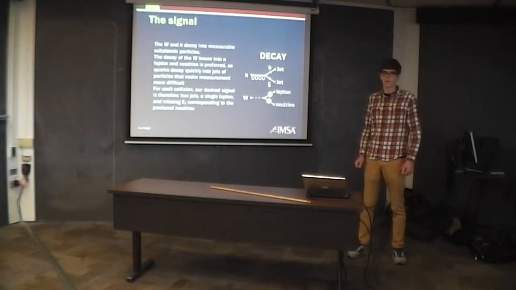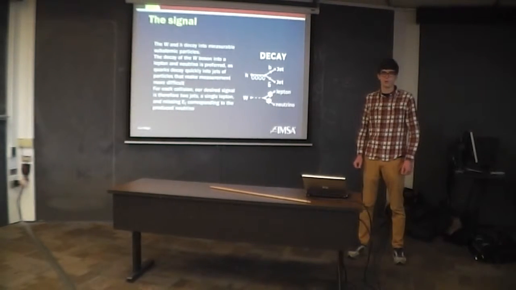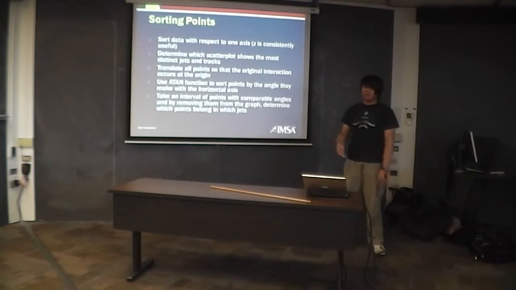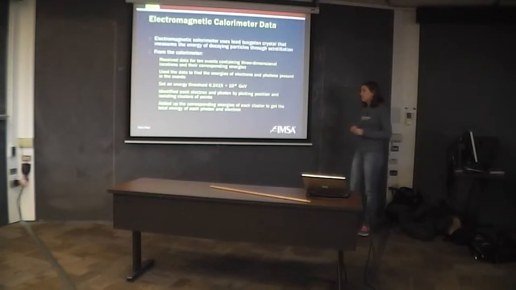Our ideal signature, therefore, is 2 jets, a lepton, and the missing transverse energy corresponding to the produced neutrino. That way, I can use the arctan function of Excel to sort the points based on the angle that they made with the horizontal axis. Set an energy threshold of 6.24 times 10 to the negative 8 GeV. This eliminated a lot of the background energies.